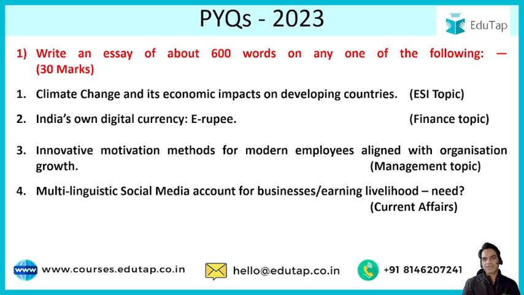Let's look at the topics that were given to the aspirants in the year 2023, right? So the first topic was climate change and its economic impacts on developing countries like India. So it was definitely an ESI topic. Now, India's own digital currency, e-rupee. This was a finance topic.